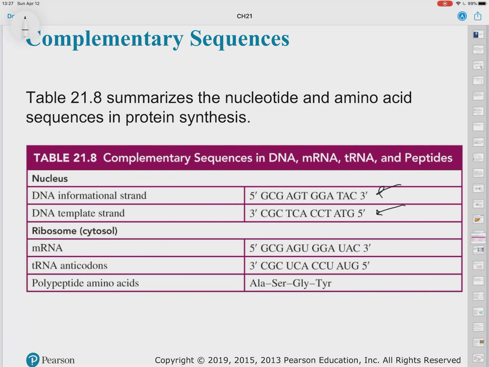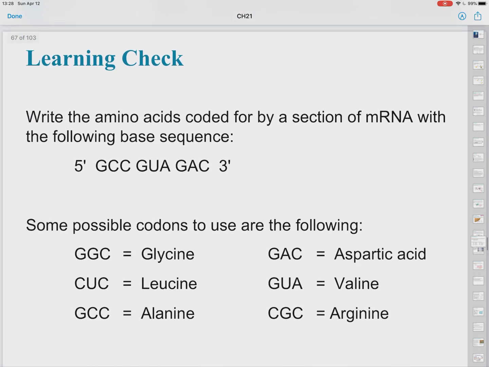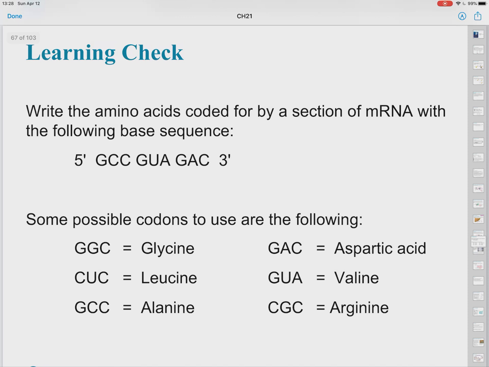So here's kind of showing that process. Here's the DNA, and the template strand is used to make the mRNA, which you'll notice is essentially the same as the DNA, except it has uracils instead of thymines. The tRNA anticodons are here, and then the amino acids that it encodes.